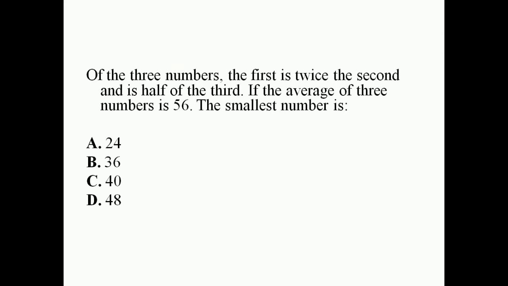Next question: of the three numbers, the first is twice the second and is half of the third. If the average of the three numbers is 56, the smallest number is? Okay, we can take the three numbers as x, y and z. First is twice the second, which means x equal to 2y.